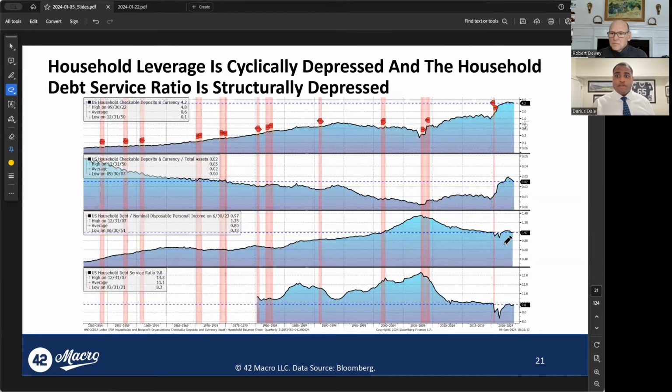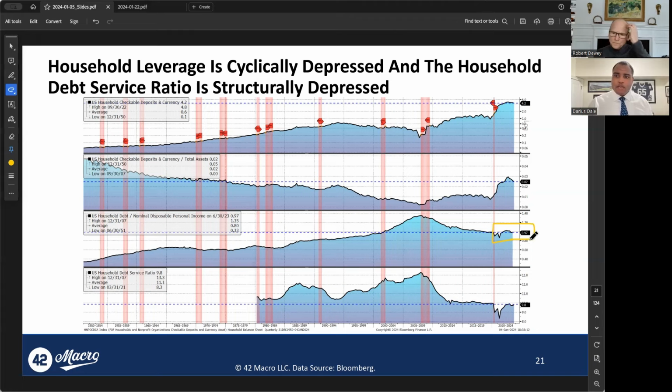Very muted. Two things I would flag on that particular comment. If you look at household debt divided by nominal disposable personal income, it's at 97%, or 97 cents on the dollar. That's cyclically depressed relative to prior cycles. A couple of cycles ago it was a bubble, so we don't necessarily have to get back to that level, but it's telling us that there is room to extend credit for the household sector.